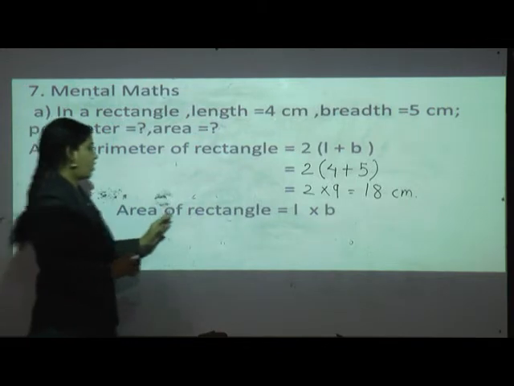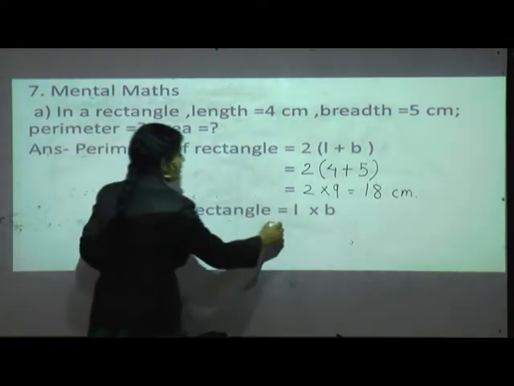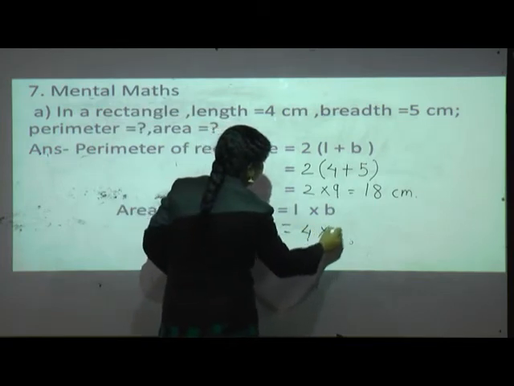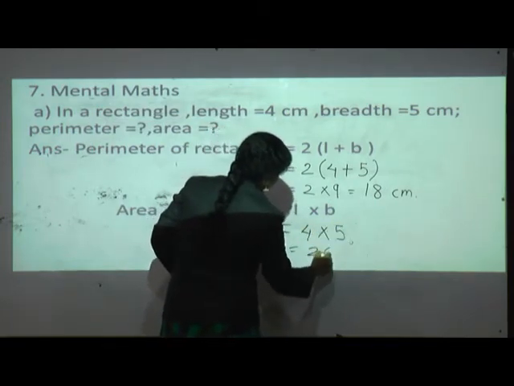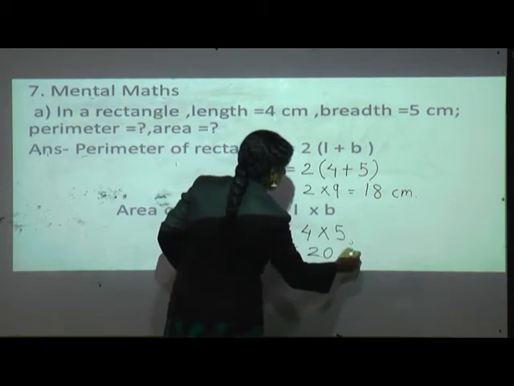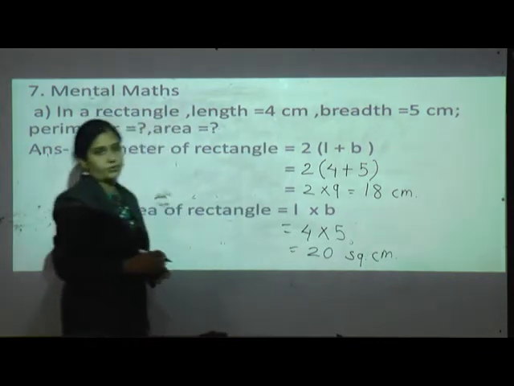And area of a rectangle. Now the formula of area of rectangle is equal to L into B. So multiply 4 and 5. 4 fives are 20 and a unit square centimeter. Very good.